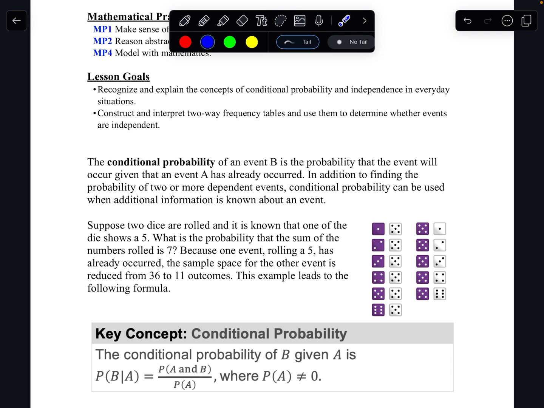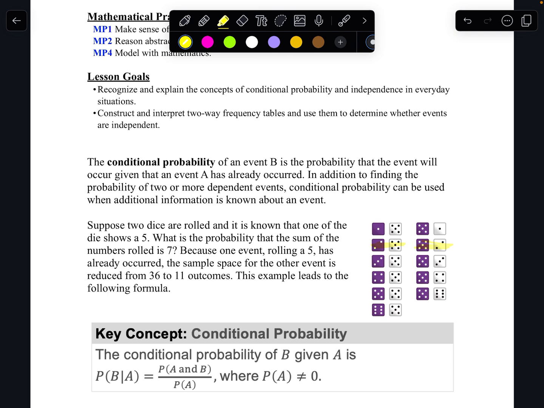Now I want to know the probability the sum of the numbers rolled is 7. So if I go through here, 2 and 5 make 7, and 5 and 2 make 7. So really, I've got 2 out of 11. That's the probability that we're going to find of getting a sum of 7, given that one of them is 5.